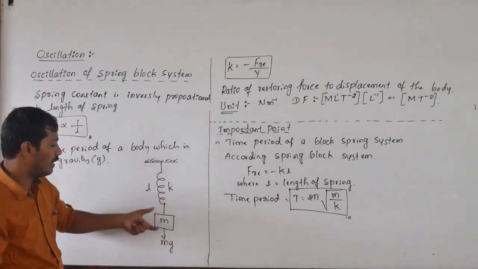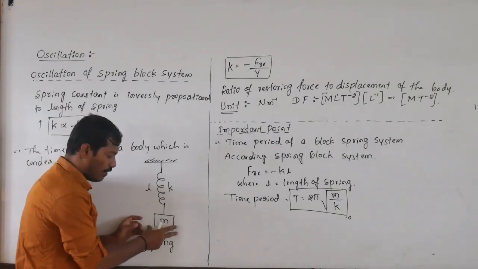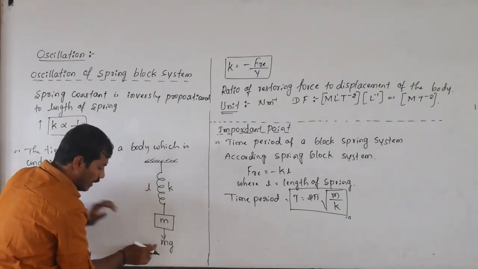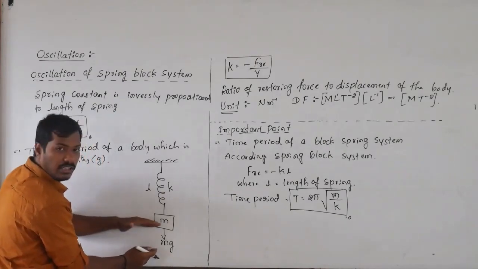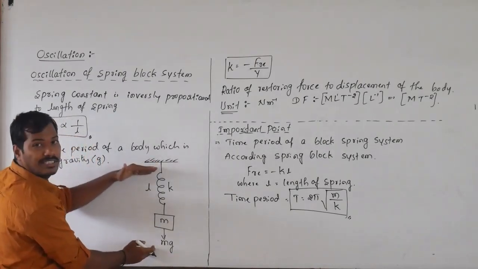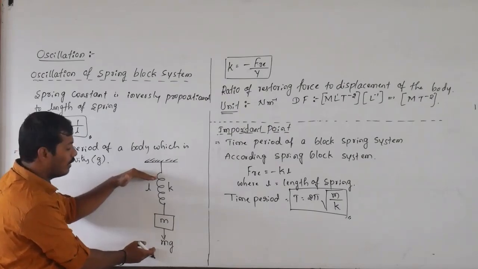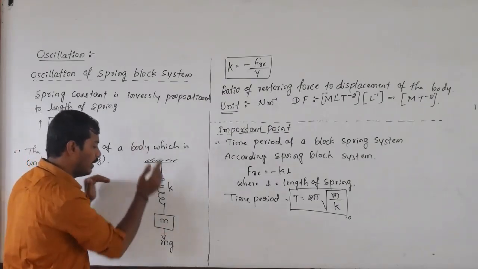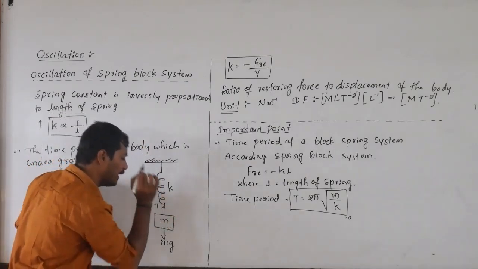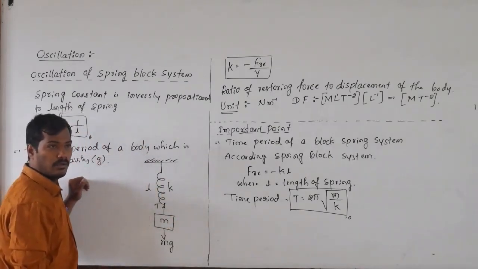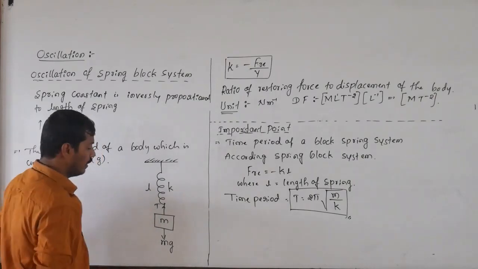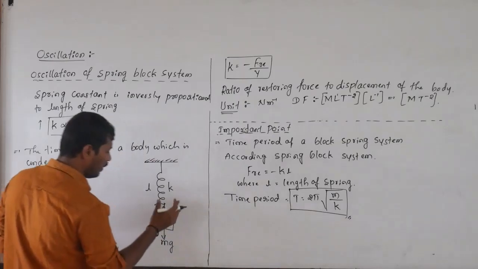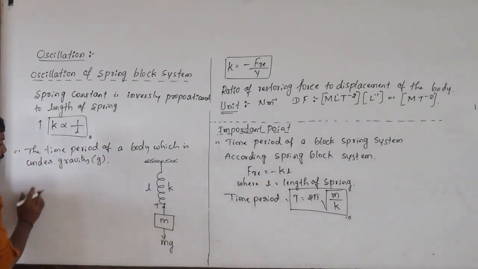When it is just hanged, after covering a certain displacement from here to here, it again reaches its initial position and covers the same displacement from the mean position, due to the restoring force. Here the restoring force is also called tension. Then mg is there. Here restoring force is also there. Then, what about the time period?